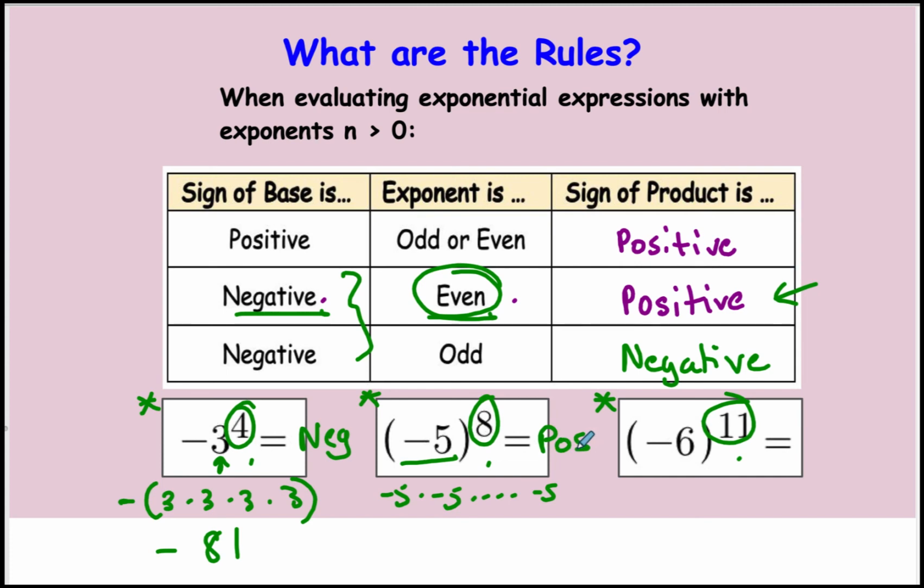Now I'm going to look at that last one, -6 to the 11th power. If the exponent is even, it's going to be positive. If the exponent is odd, it's going to be negative. So 11 falls in the odd category, which means that is going to be negative. Make sure that you're being careful when you're evaluating, especially with those negative signs in the parentheses.